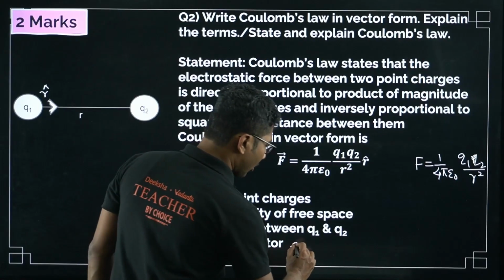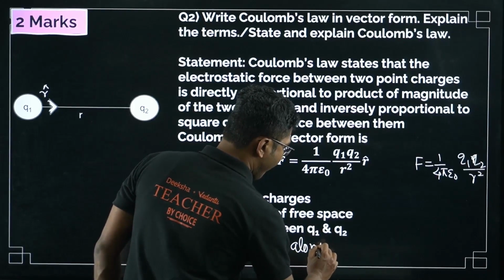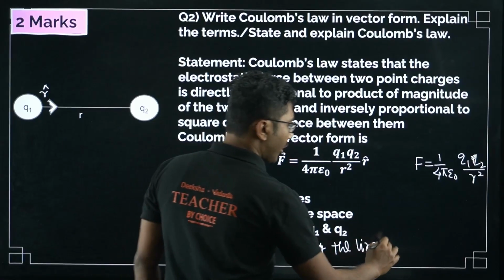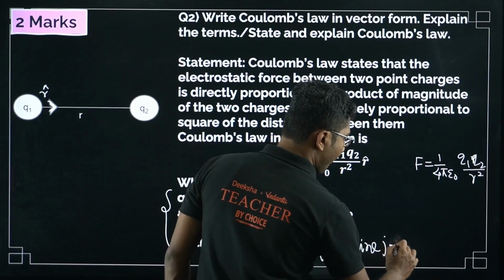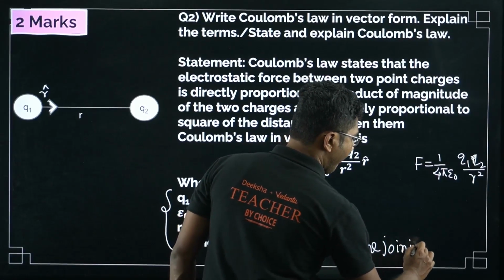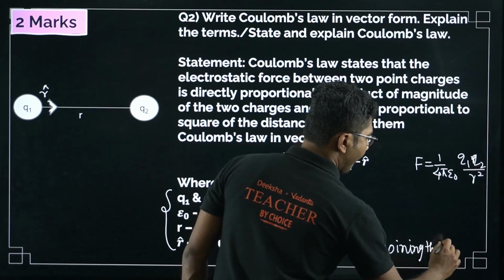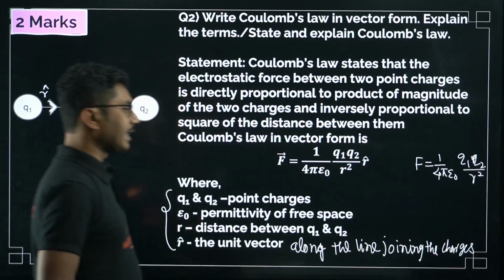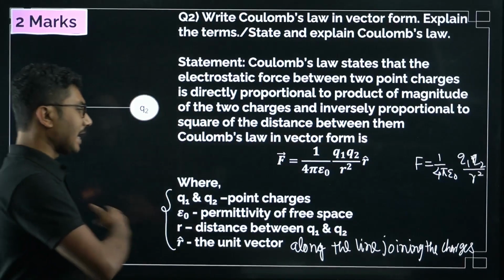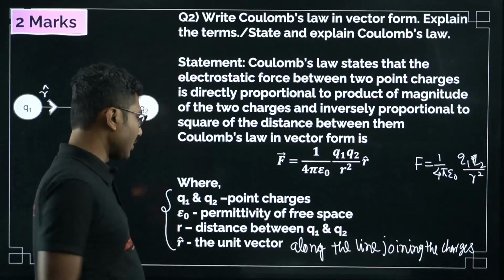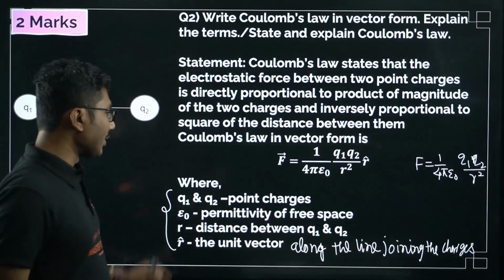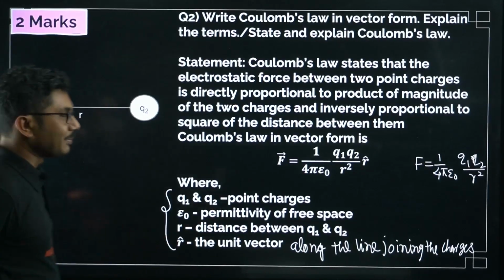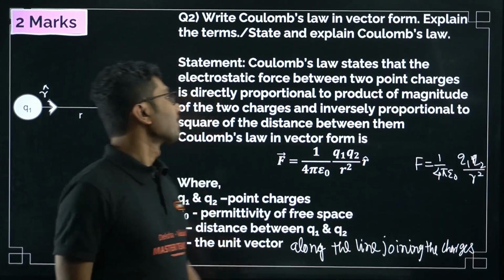R cap is the unit vector along the line joining the charges. So you have to mention that. To stay on the safe side, you have to mention what r cap is, what q1 q2 are, what epsilon naught is, and what r is. Obviously from the diagram it is clear. The simple diagram you have to draw as well.